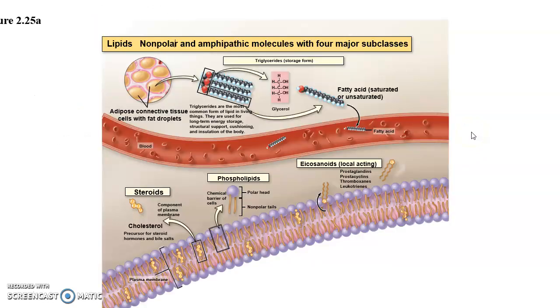And this image from the book just shows how you have, say, triglycerides that get broken down in the adipose tissue to release the fatty acids that are carried by proteins throughout the body. So again, you can see how steroids such as cholesterol, phospholipids and the plasma membrane, and maybe eicosanoids all can affect a cell.